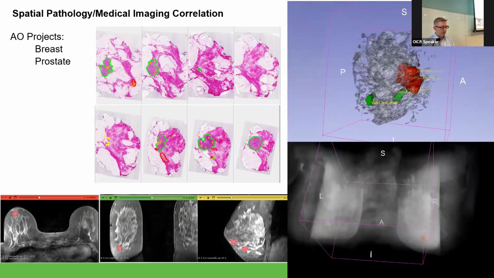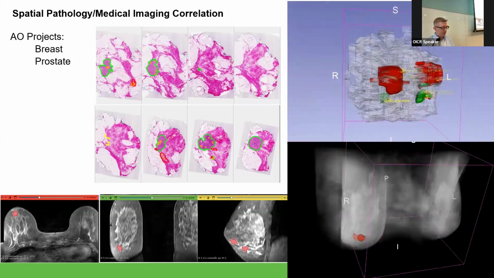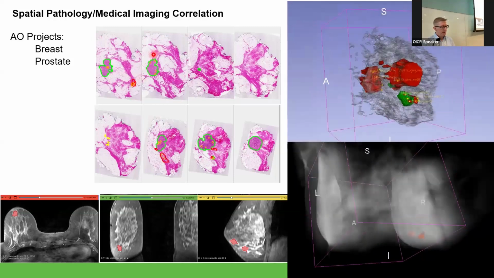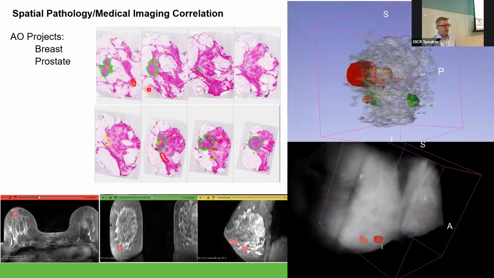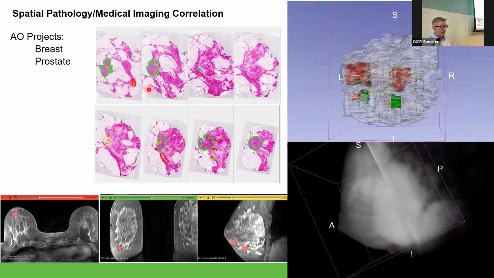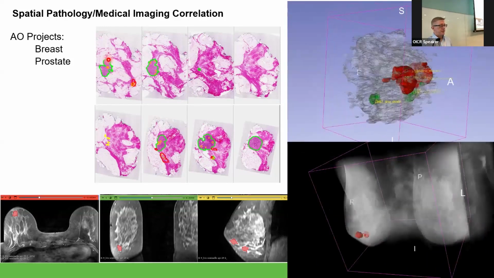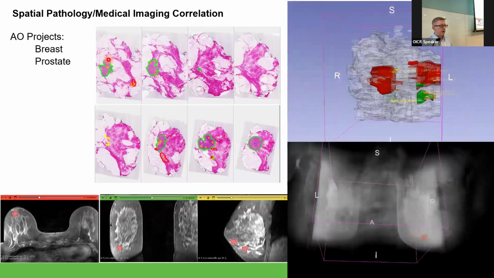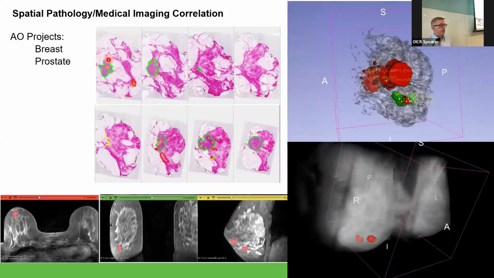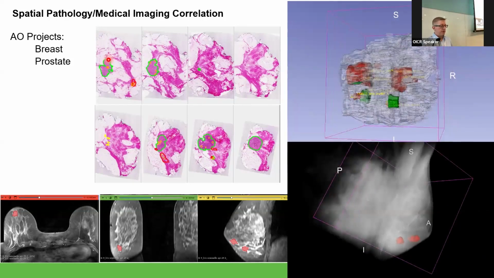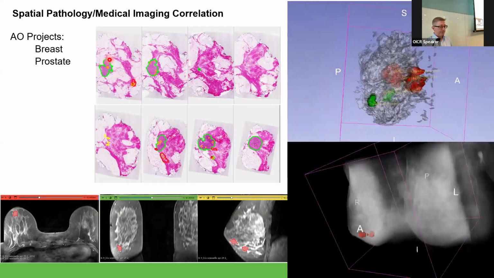And just shown here, let me see if I can point a pointer on here, we have a series of serial sections from a breast lumpectomy. We've done a lot of work in breast in the past and continue to do so. And we're also working in prostate. So these are two areas that we have been heavily involved with.